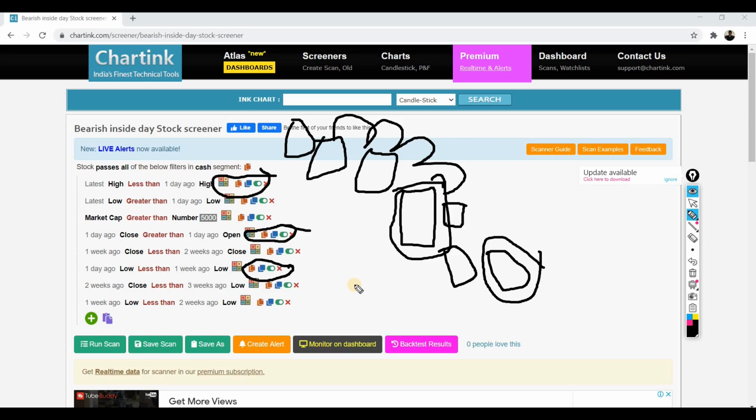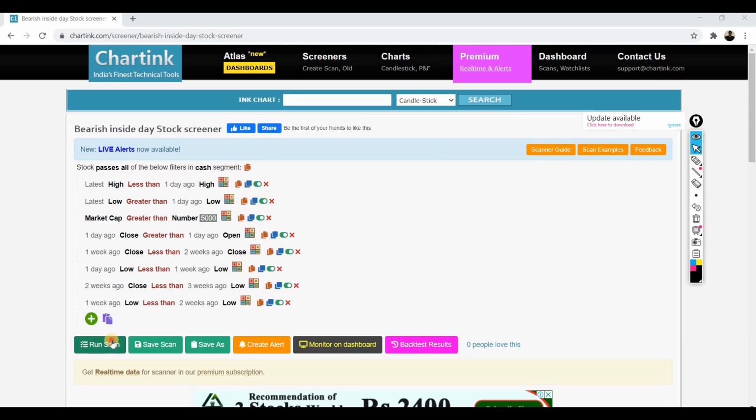And the last one is 1 week ago low less than 2 weeks ago low. This is similar to that. So we are just using this filter to ensure that there is a well established bearish momentum going on in the security. Now I will click on run scan.